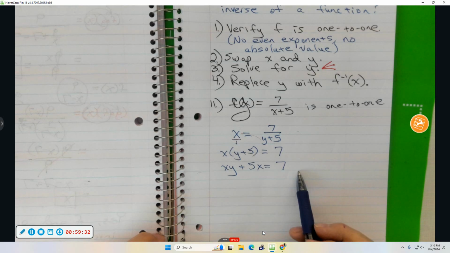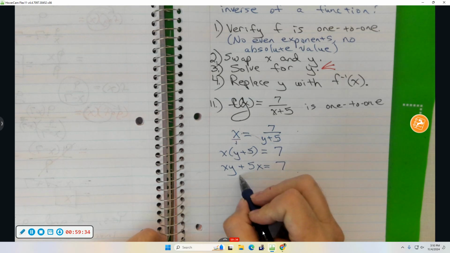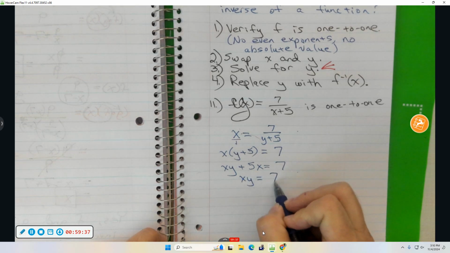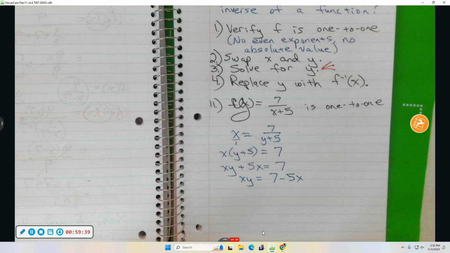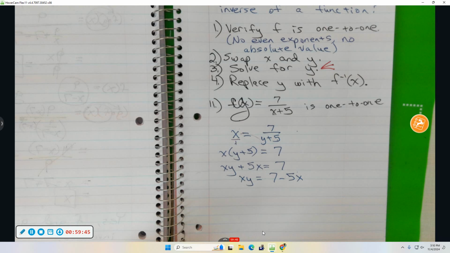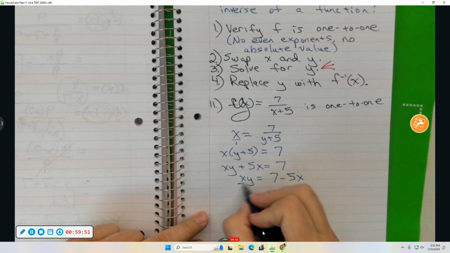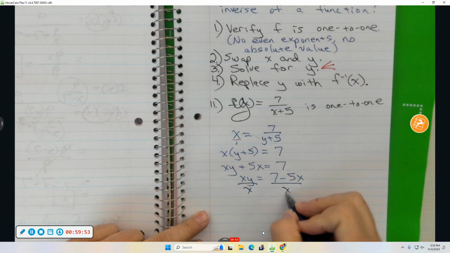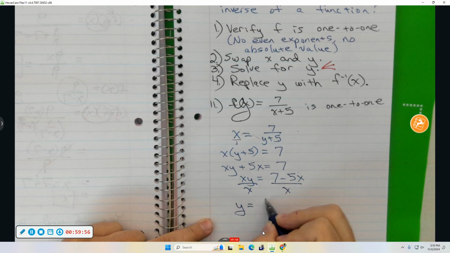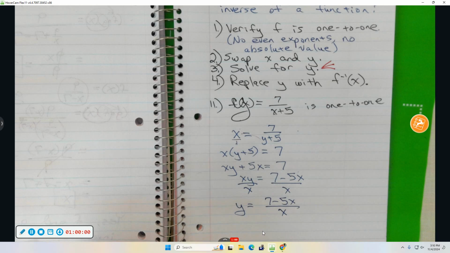Okay, so we're going to move that over, and that's going to become a minus 5x. I agree. So we have a 7 minus 5x. We have one additional step. X times y. What are we going to do to undo that multiplication? Divide. To give us y equals 7 minus 5x all over x.